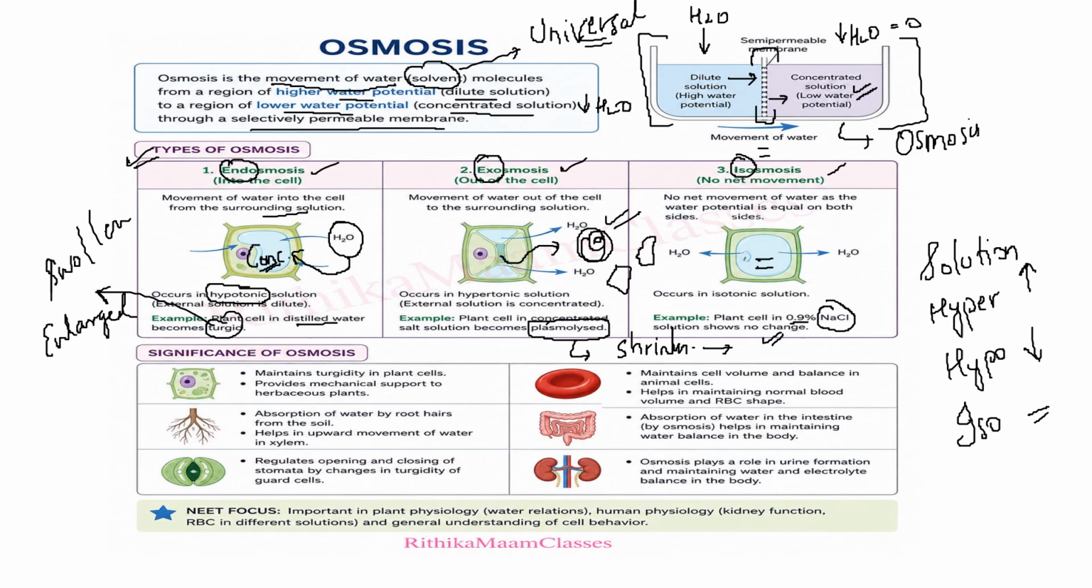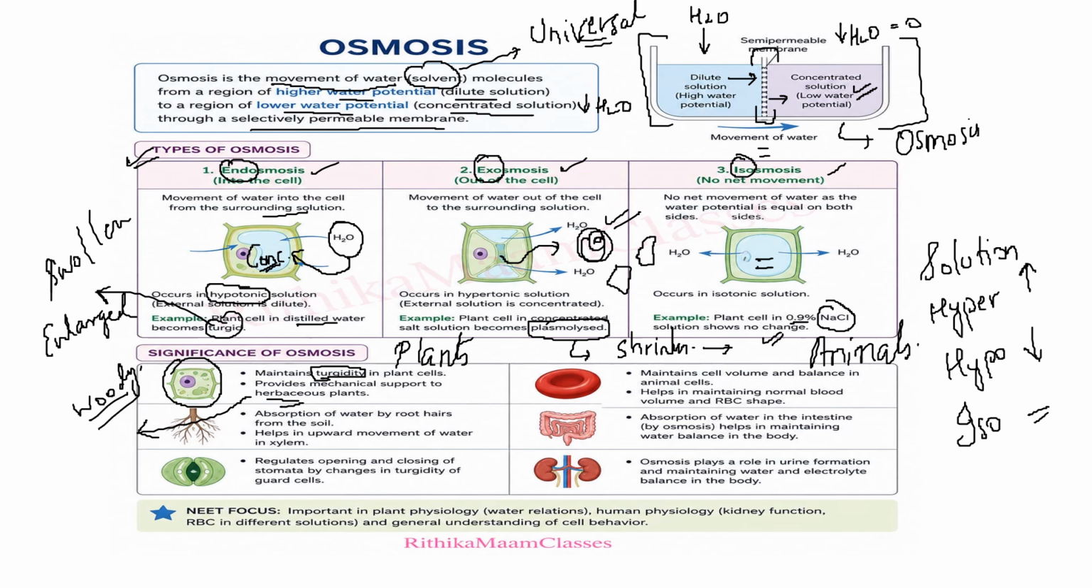Coming to significance of osmosis, like why is it so important? Here this is with respect to plants, and here this is with respect to animal cells. First, it maintains the turgidity, that is plasticity of the cell. It maintains the cell structure. Next, it provides mechanical support to herbaceous plants. Now what are herbaceous plants? Plants that have no woody structure. They don't have any woody structure at all. They have very sensitive and very soft kind of stems.